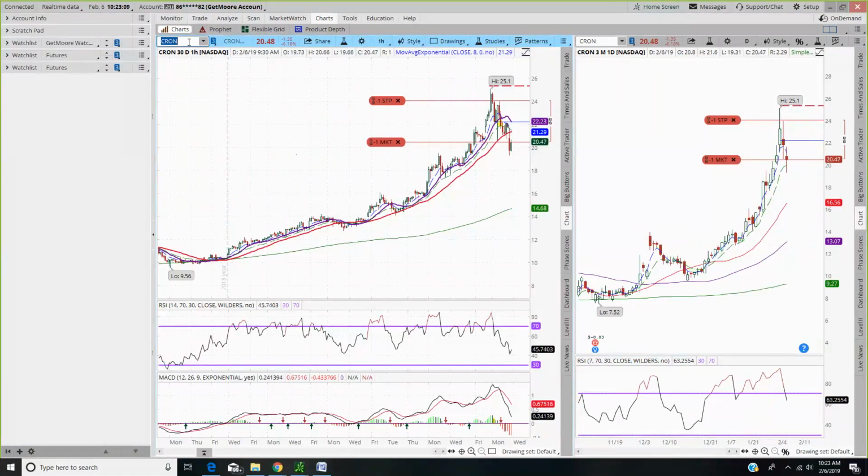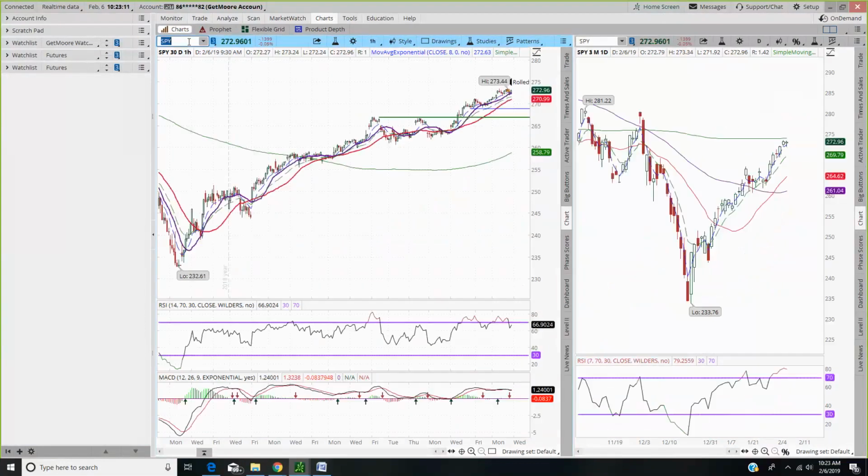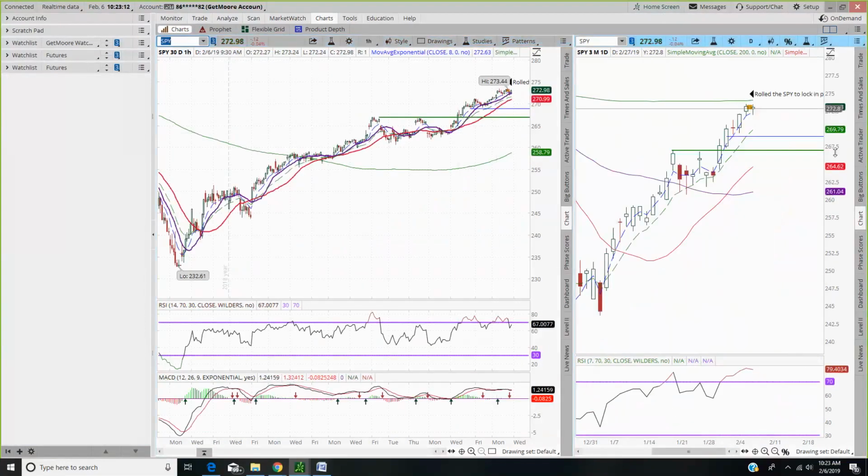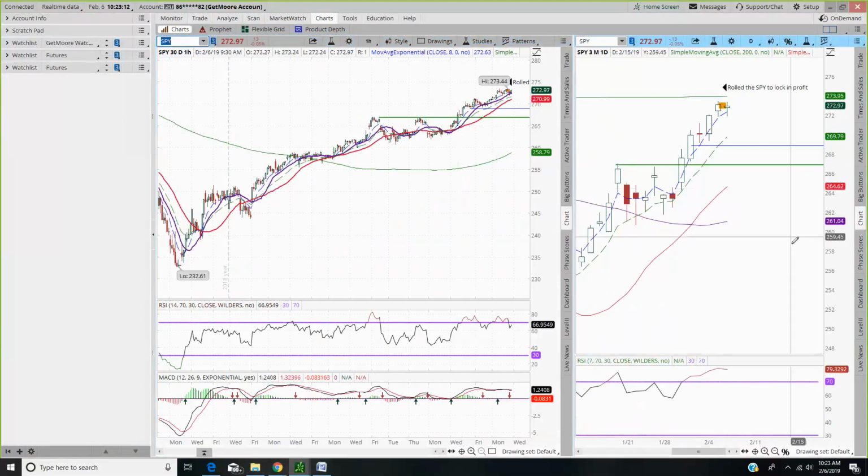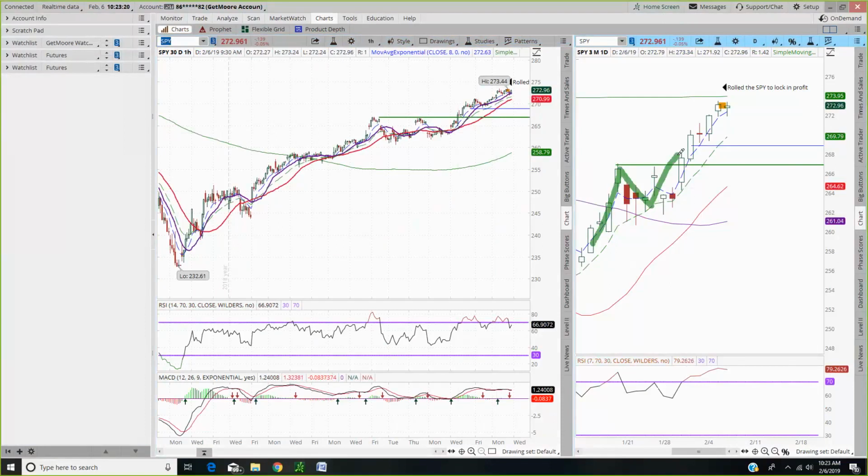Okay, look at the SPY. The SPY is the stock market. Look what happened, guys. This is the daily chart of the S&P 500. Price went up, pulled back, broke through, and now it's going straight up. So look where we're at. We're in this zone. So this is telling me we're overextended to the upside.